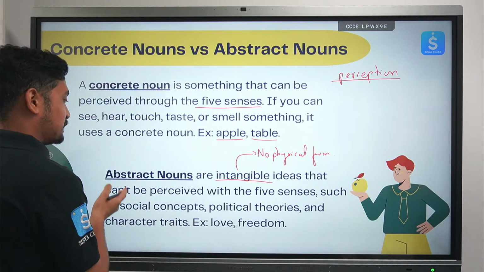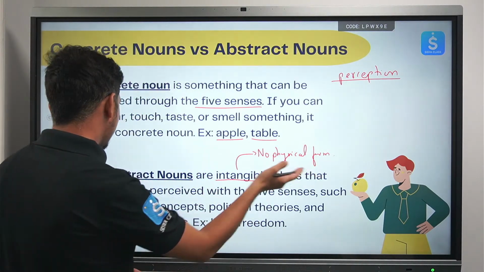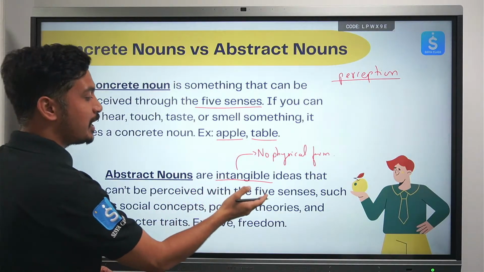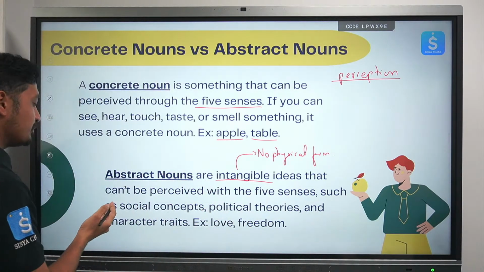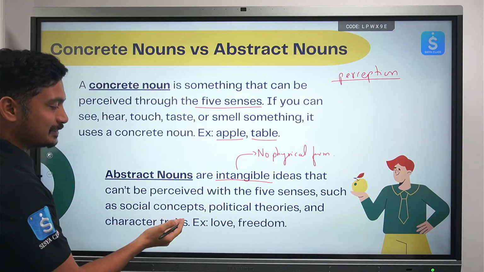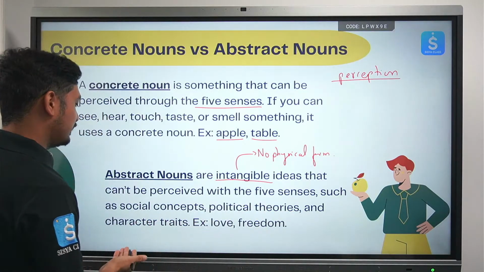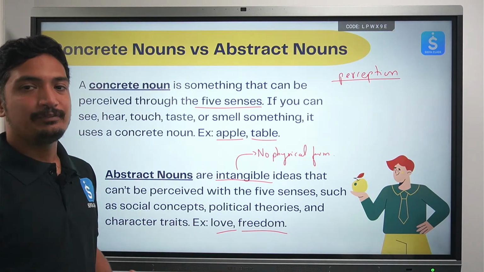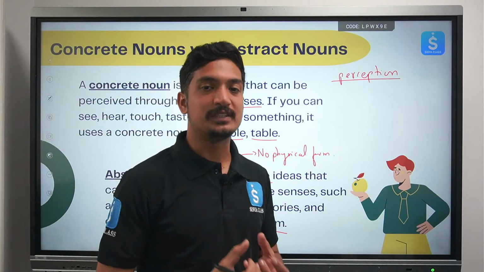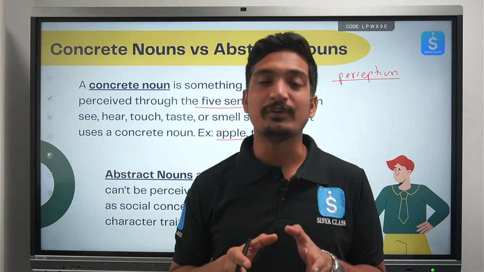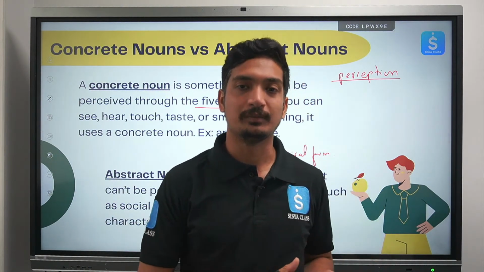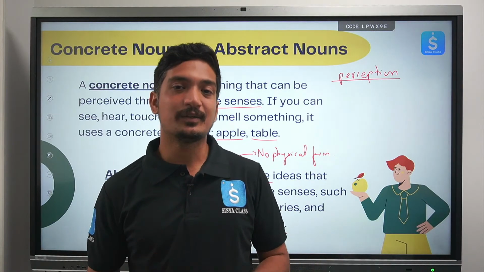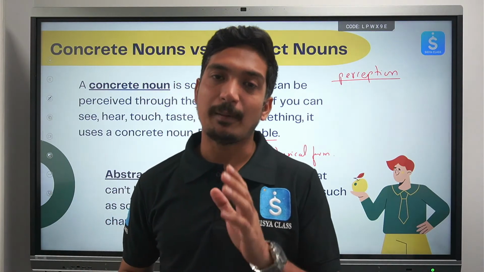Abstract nouns are intangible ideas that can't be perceived with the five senses, such as social concepts, political theories, and character traits. For example, love and freedom. These two things don't have a physical form, but love is the name of an emotion, freedom the name of a thought, and therefore these naming words become abstract nouns.